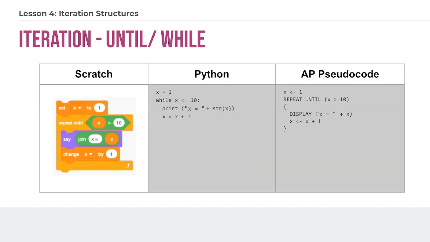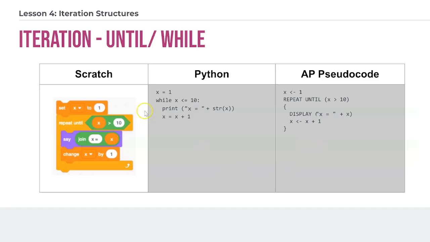So we're going to look today at how you do iteration structures that you've seen in Scratch, and then what they would look like in Python. And then we'll also talk about what they would look like in AP pseudocode. But for today's lesson, for the first time, we're also going to do a little bit of coding together so that you can code along with me while you practice using some of these iteration patterns.